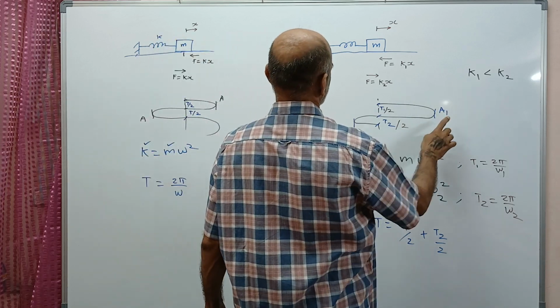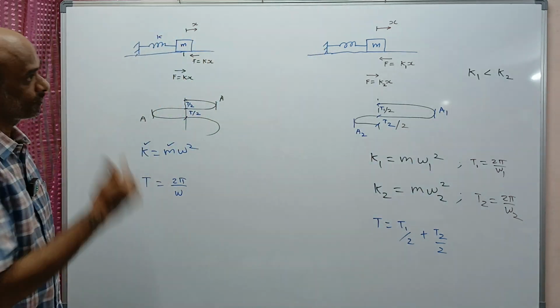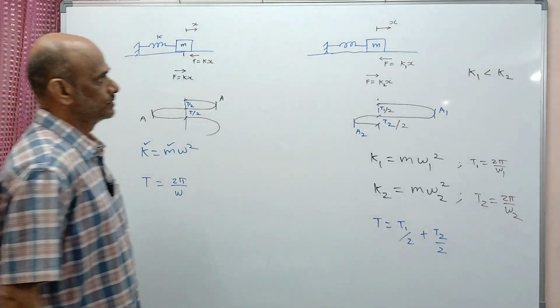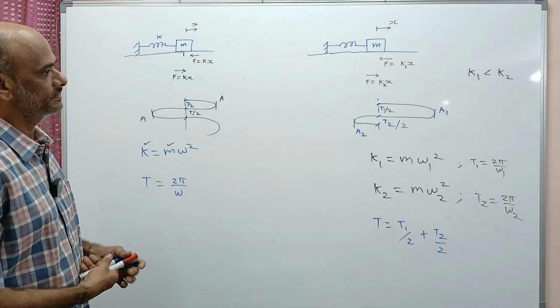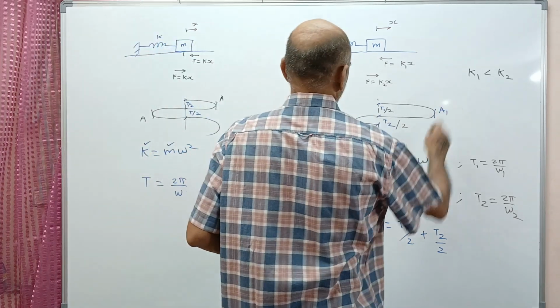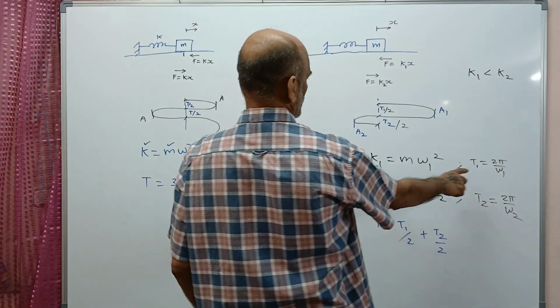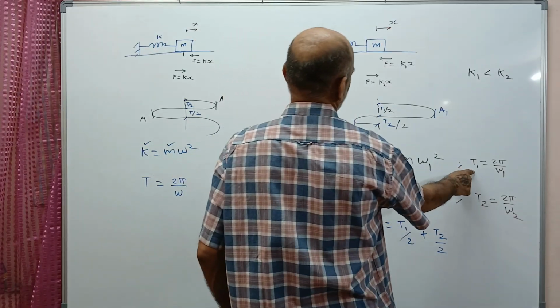If K1 is less, it means A1 will be more. And if K2 is more, it means A2 will be less. And even T1 and T2 will differ, since K1 is less, omega 1 is less, so T1 is more.